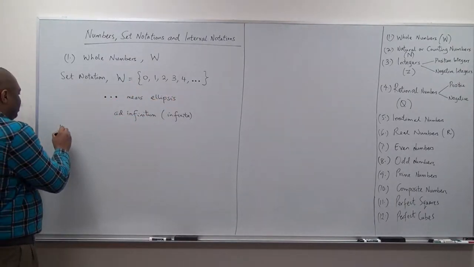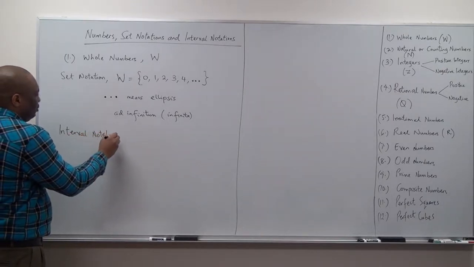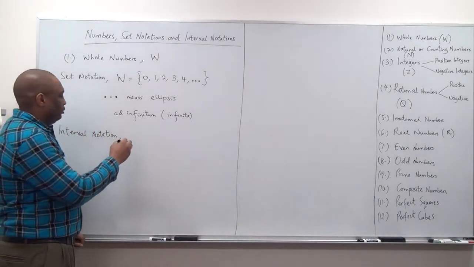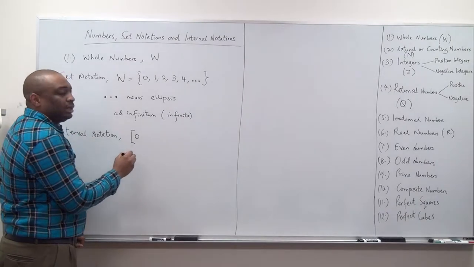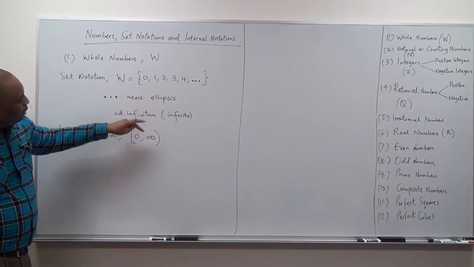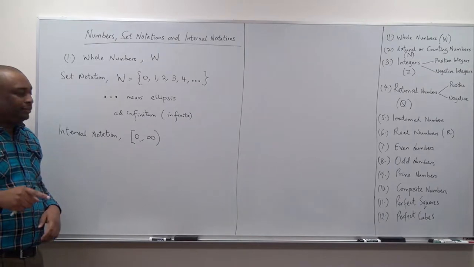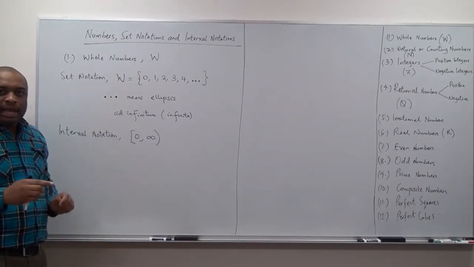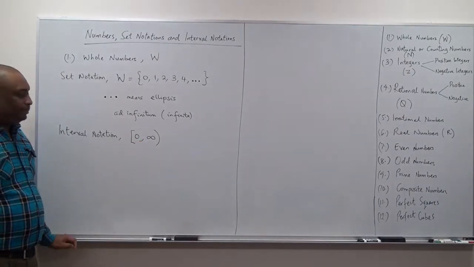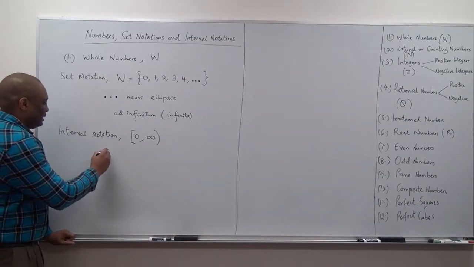In interval notation, if we have to write this in interval notation, we will say that the W is from 0, which is included, up to positive infinity. Positive infinity looks like 8 that is bent upside down. When you write the number 8 and then you bend it upside down as if it's lying down, that is infinity.